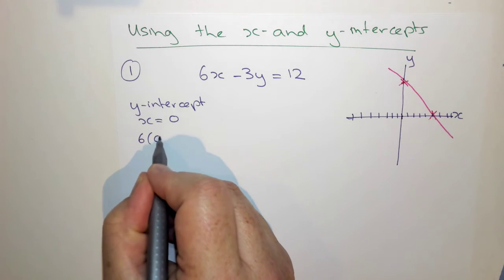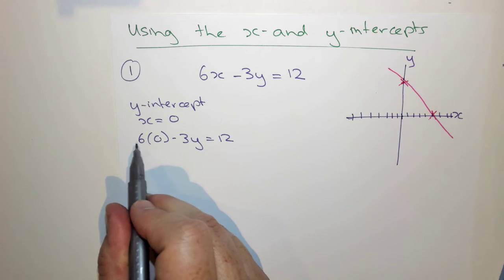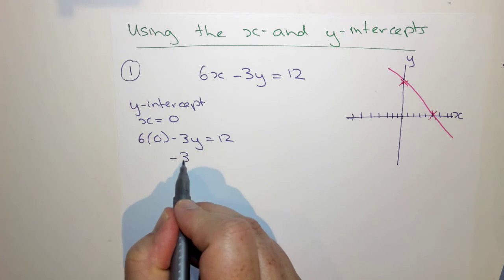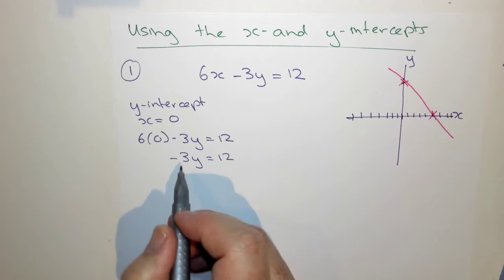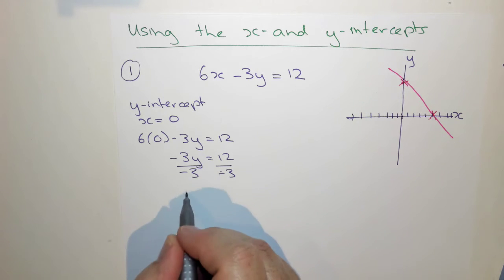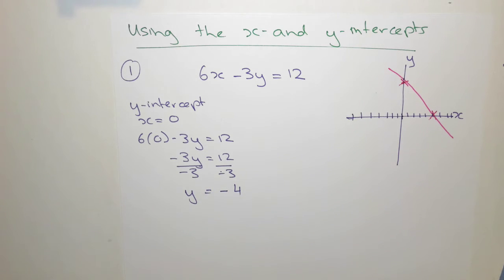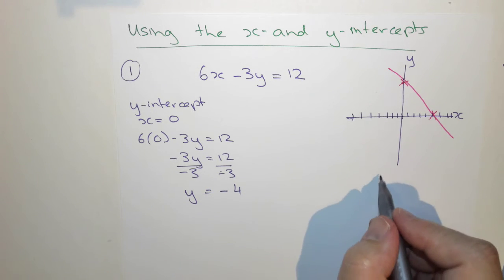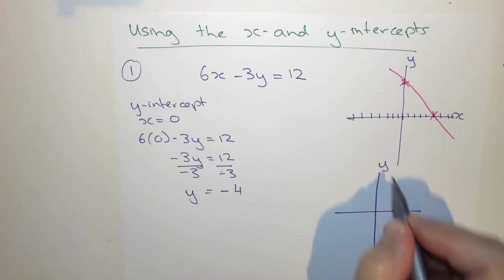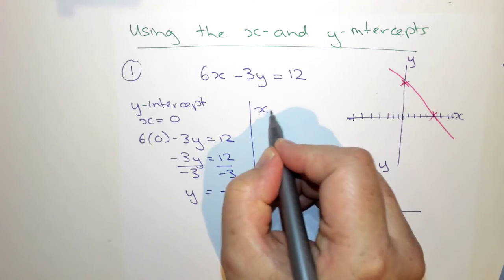So I'm going to get 6 times 0, take away 3y equals 12. Anything times 0 is 0, so that becomes 0. So minus 3y equals 12. Divide both sides by negative 3 to get the y by itself. That's going to give me y is equal to, positive divided by negative is negative, 12 over 3 is 4. So that tells me it's going to cut through my y-axis at negative 4. So that's my y-intercept.